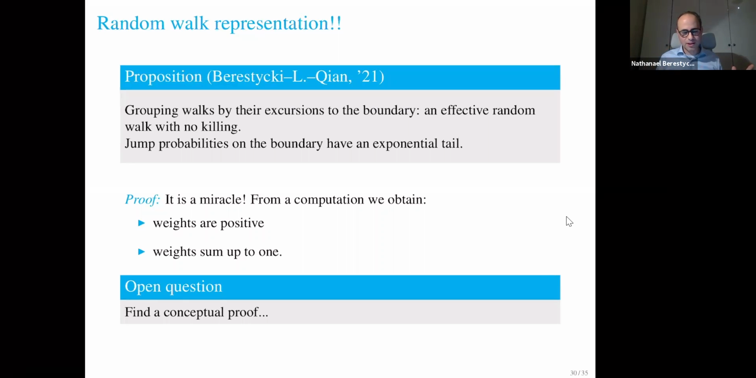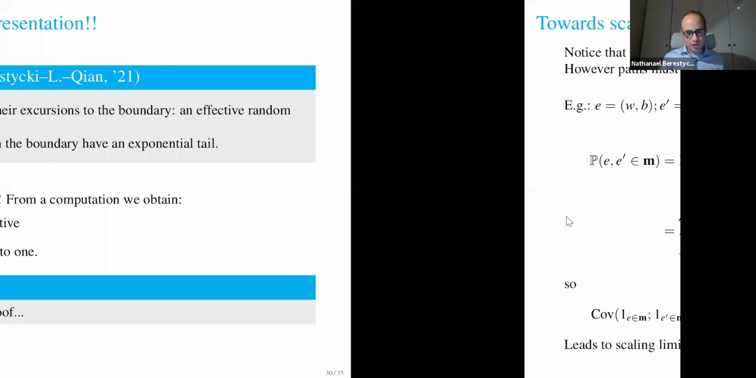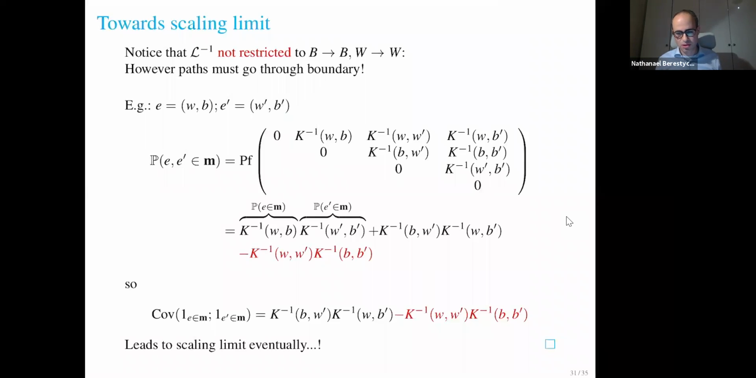And there's something quite miraculous that happens here. We don't really understand, we don't have a conceptual proof of why that is. It's just a computation, a very complicated computation, but that's what it is. And yeah, it's an open question to understand where that comes from, this random walk representation. So I'm out of time, so I will just finish in 1 minute maybe, and just say where the scaling limit comes from once you have that.